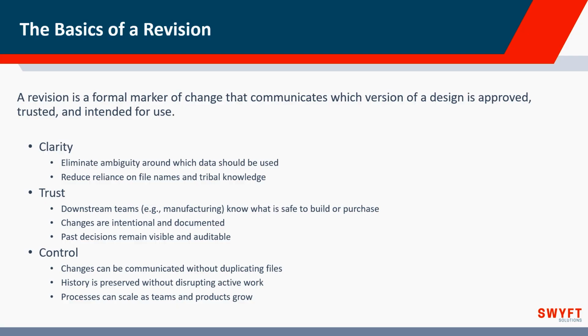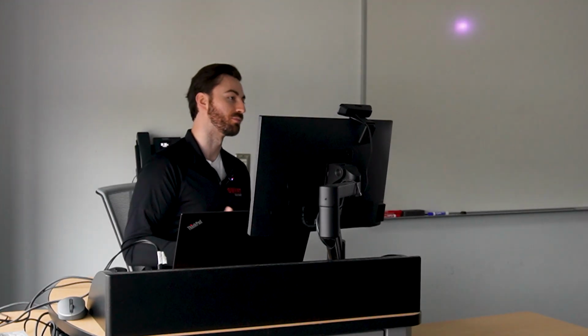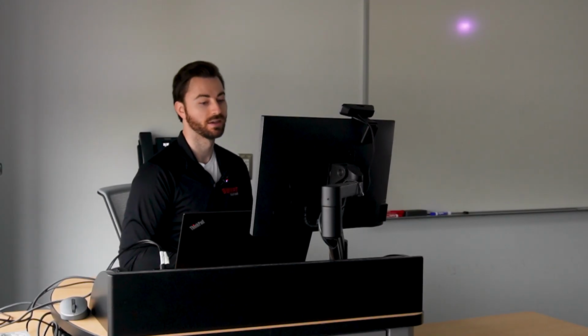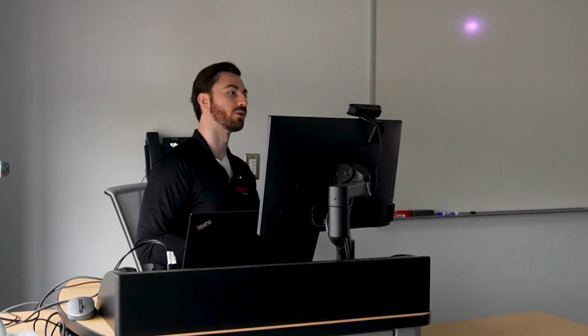So from a quick, just conceptual standpoint, when I'm talking about a revision, we're talking about a formal marker of change in a product. And ultimately that's going to be used for you to be able to communicate which version of that design is approved, in work, being manufactured, what you should be manufacturing, et cetera. Ultimately, with a good revision process, you're going to have clarity among your team, you're going to trust what you're manufacturing, and you're also going to have a lot more control, preventing things from the wrong revision being manufactured or the wrong part altogether.